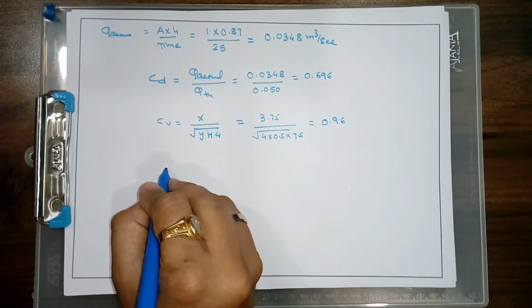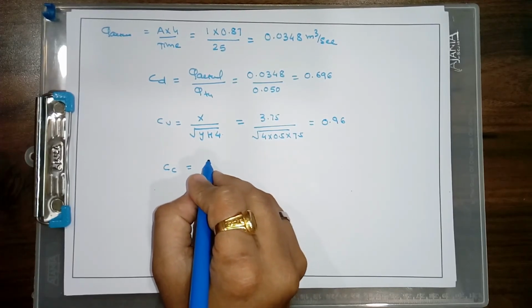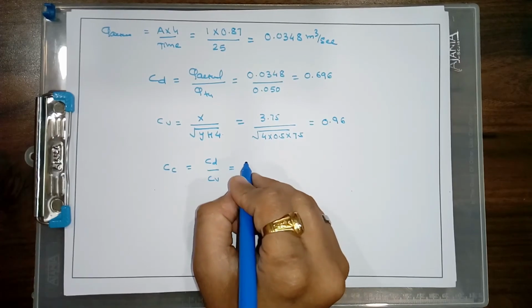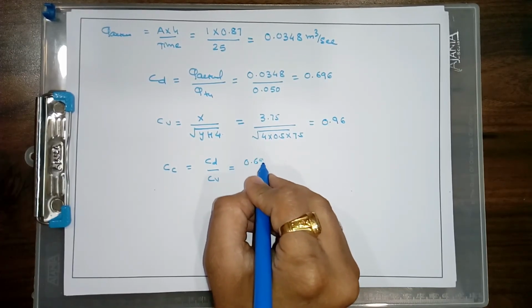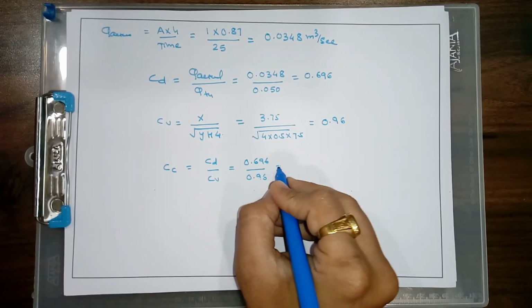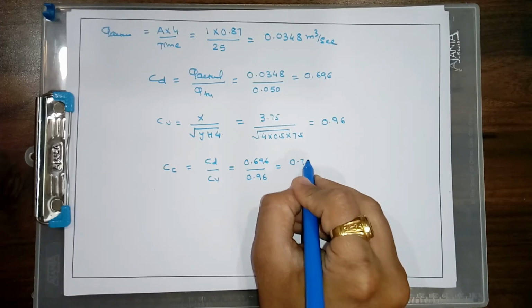Now we use the correlation for the coefficient of contraction from the coefficient of discharge and coefficient of velocity. So we get 0.696 divided by 0.96. So the final answer for the coefficient of contraction is 0.71.